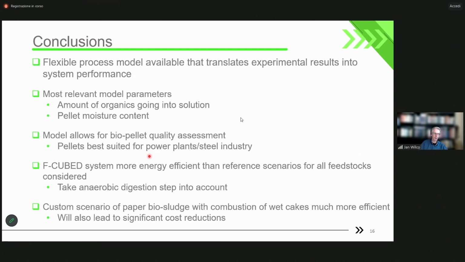We see that for all feedstocks, the F-cube system is more efficient than the reference scenario, but it's important there to take the anaerobic digestion step into account. Finally, the best scenario is the one with the paper biosludge with combustion of the wet cakes, which is much more efficient than the reference scenario, and which will also lead to cost reductions. And this concludes my talk.